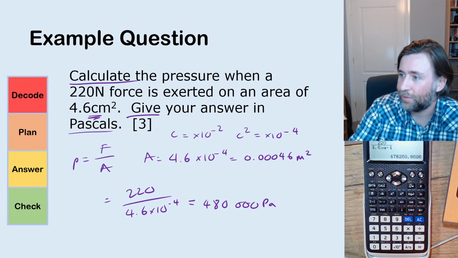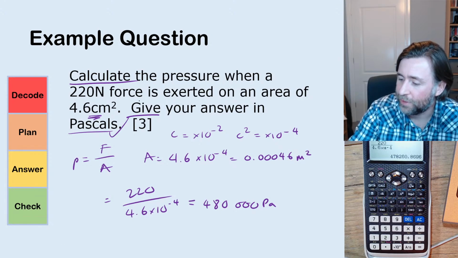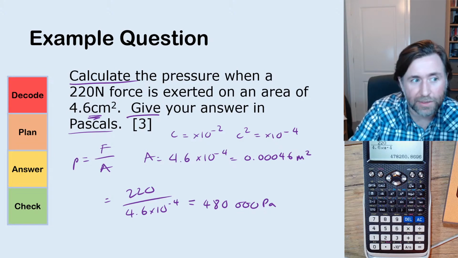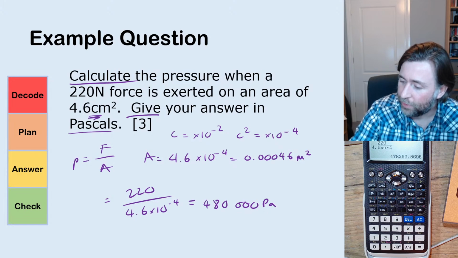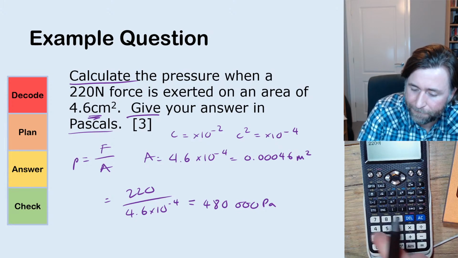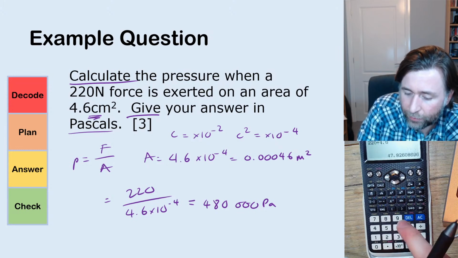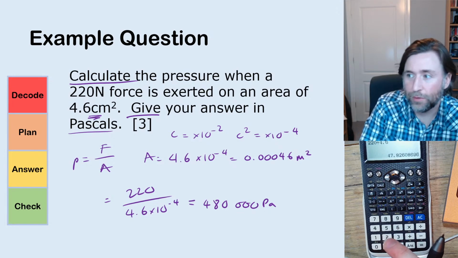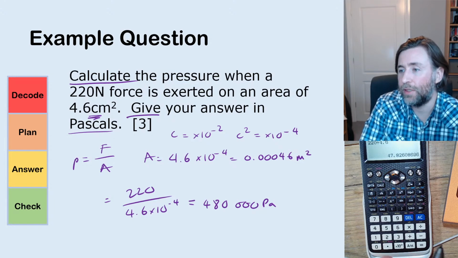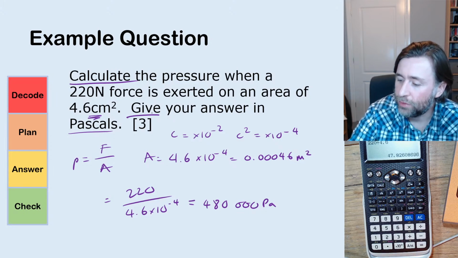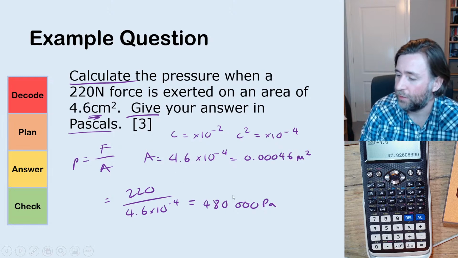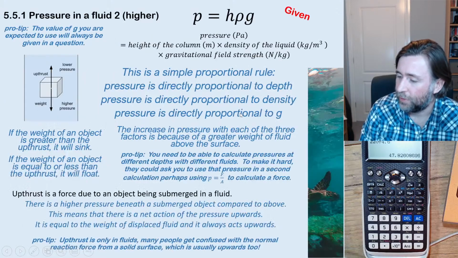Now they did ask for my answer in pascals. I can convert to kilopascals if I want, but they've asked me in pascals. Now in this case, if you did 220 over 4.6, and you got 48 basically newtons per centimeter squared, you can only get 2 marks. It's a valid unit that you've used, but they've told you to give it in pascals. So they're testing if you know to convert to meter squared and that you can do that accurately. So that's your final answer there.